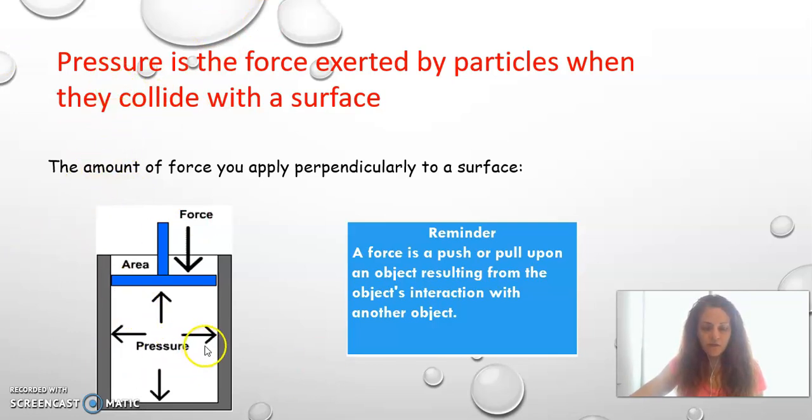Like you see in this image of the syringe, you press down, you're causing pressure on the inside. The liquid or gas on the inside that is being pressed is feeling this force and causing extra pressure on the surface like that. And as you see in this blue box, a reminder: a force is a push or pull upon an object resulting from the object's interaction with another object. So gas particles, for example, are pressing against the surface of this piston on the inside of a syringe.